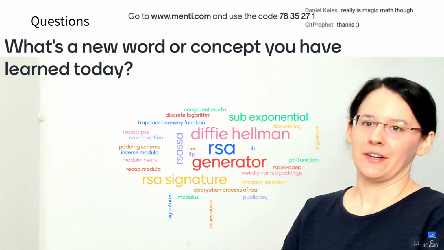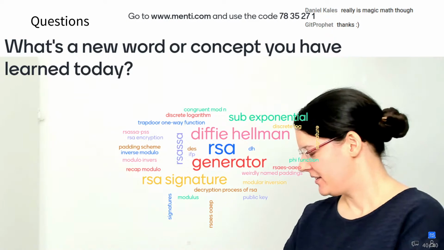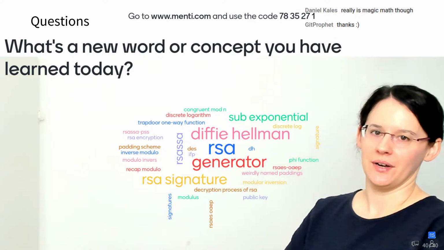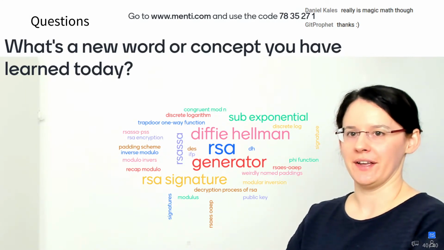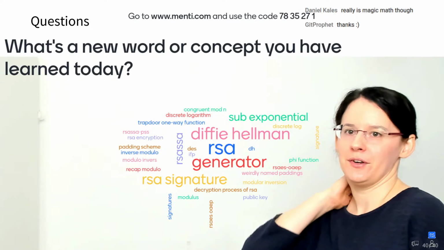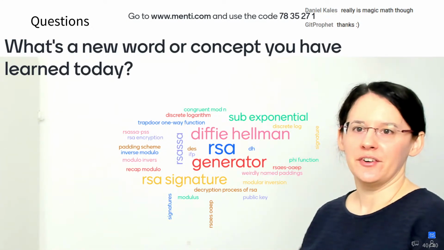The trapdoor one-way function concept. Yeah, that's actually a really good generalization that also applies to other encryption schemes that we have. And it also just captures the idea of asymmetric encryption in a clear image.